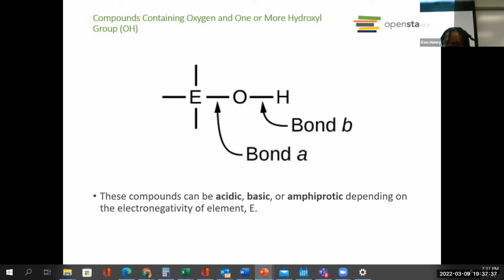So compounds that contain oxygen and one or more hydroxide groups can either be acids, bases, or amphiprotic. Okay, so this part is going to represent the base component, and this part can represent the acid component.